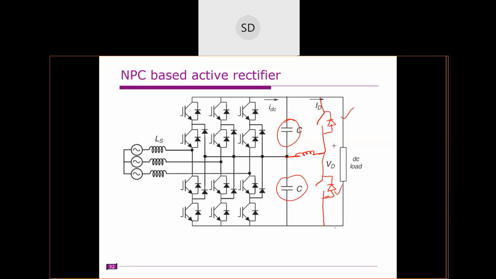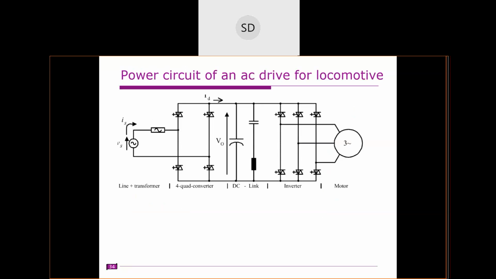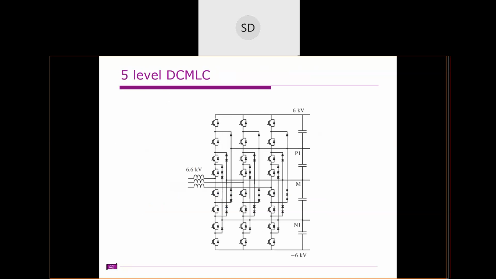Clear? So this is about the neutral point clamped or diode clamped inverter, particularly 3-phase. For example, if you have a 5-level case, we have an AC supply here and we have the DC on the other side. In case of 5 level, we now have 4 capacitors. So we need to balance these 4 capacitors, right?